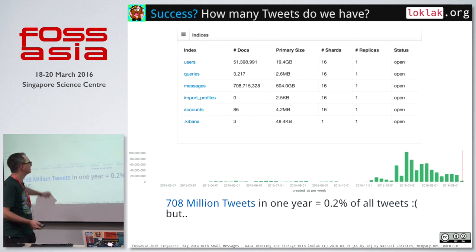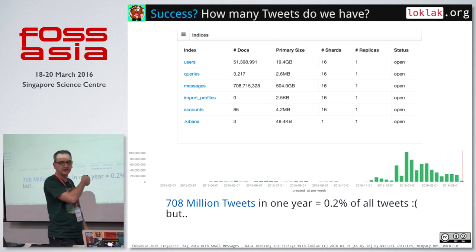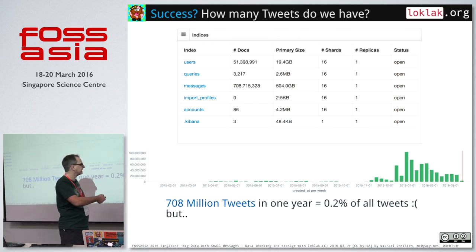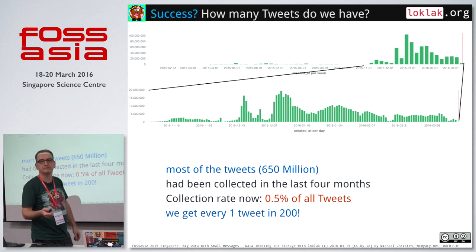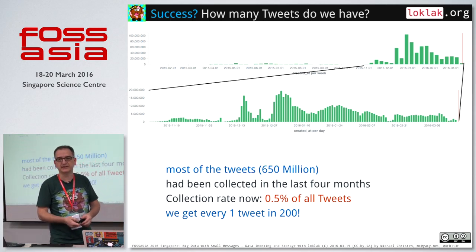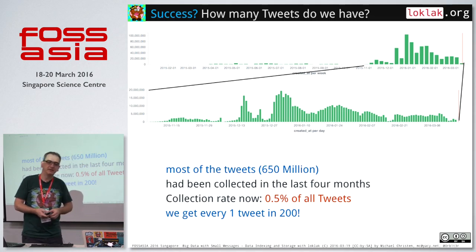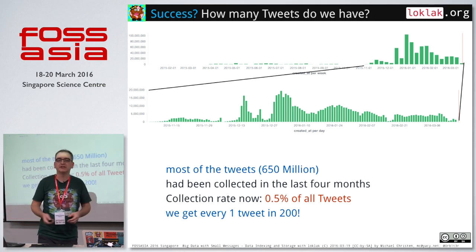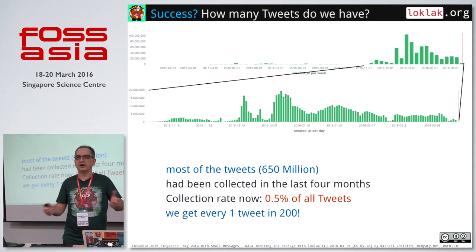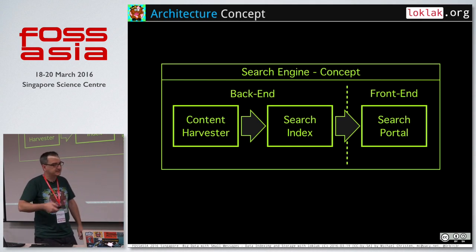So this is the histogram of the number of tweets we collected. After 1 year, we have 708 million. So this is not even the amount of 1 day. But we sped it up in the last 3 months. Altogether, in every 200 tweets, we have one, from every tweet that's tweeted in the world. So that's not too bad. We can increase the speed if we scale horizontally, if we use more servers, but we know how to do it. So what's inside this technology?